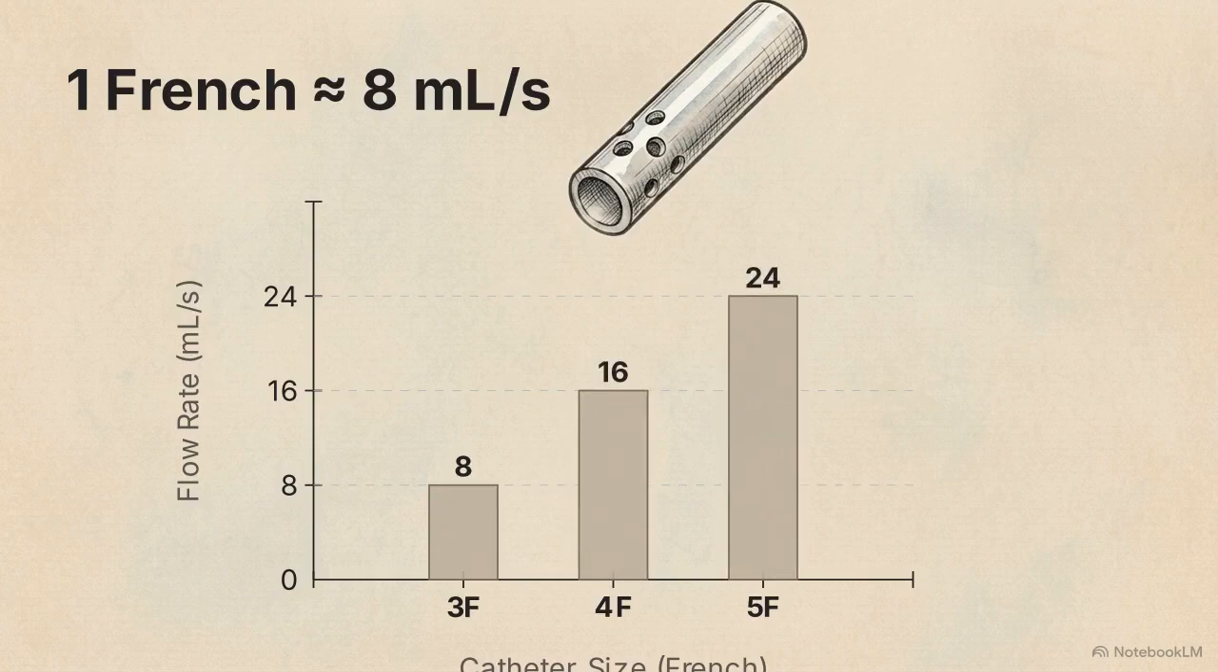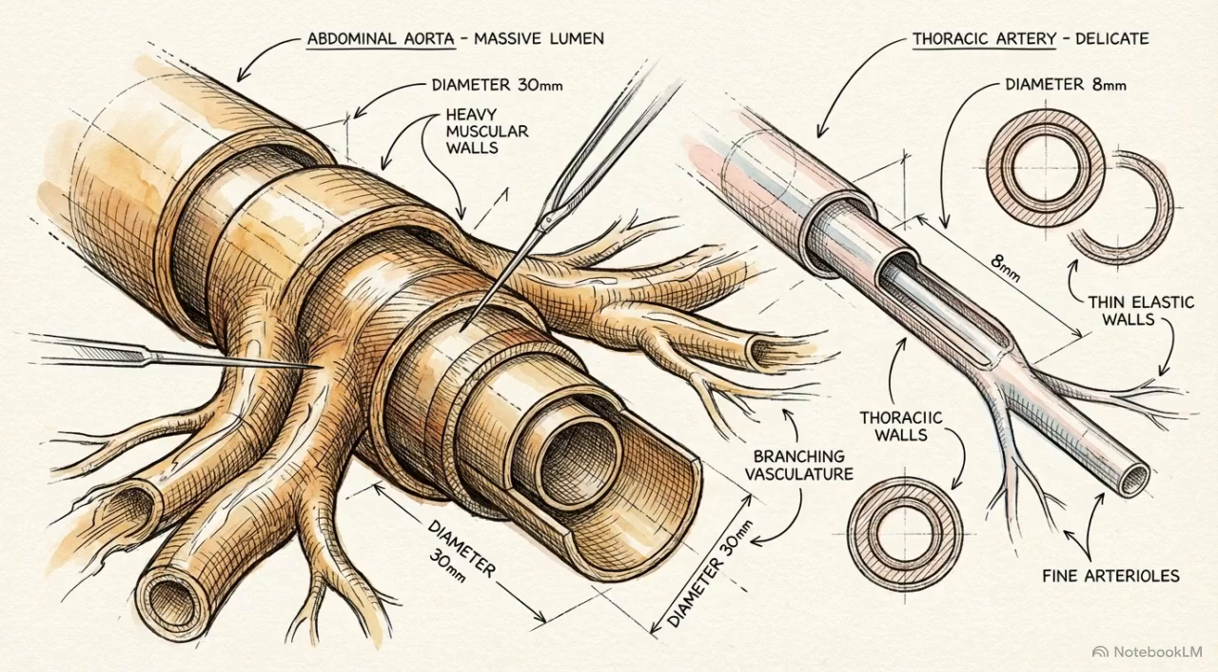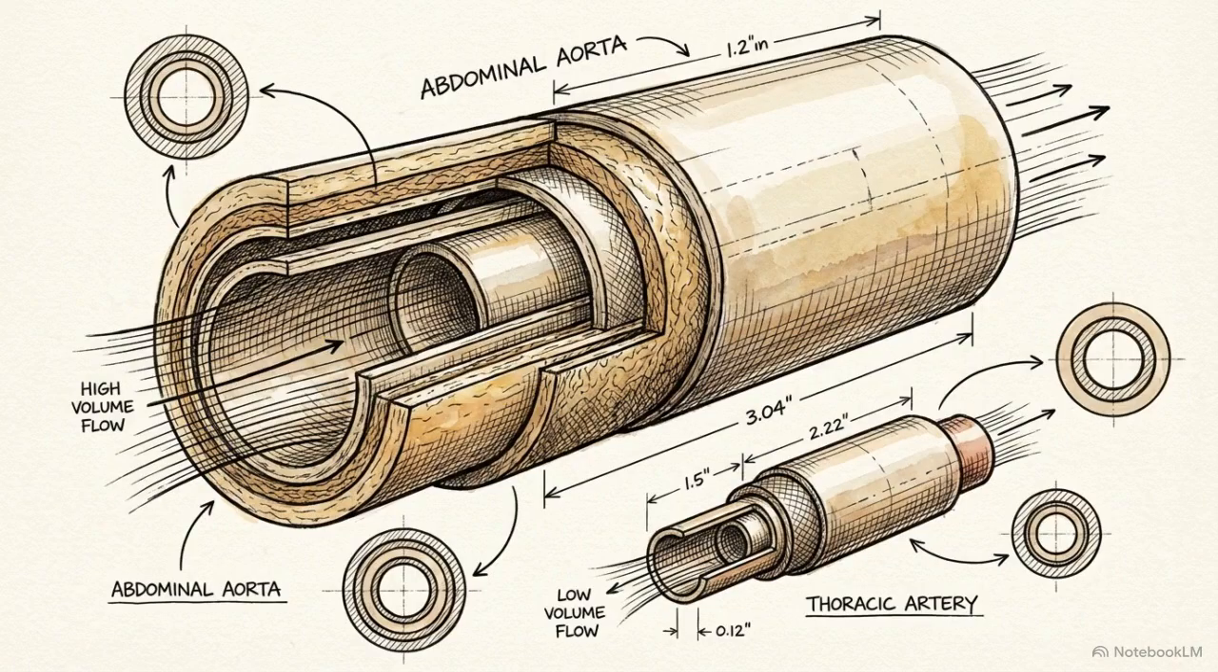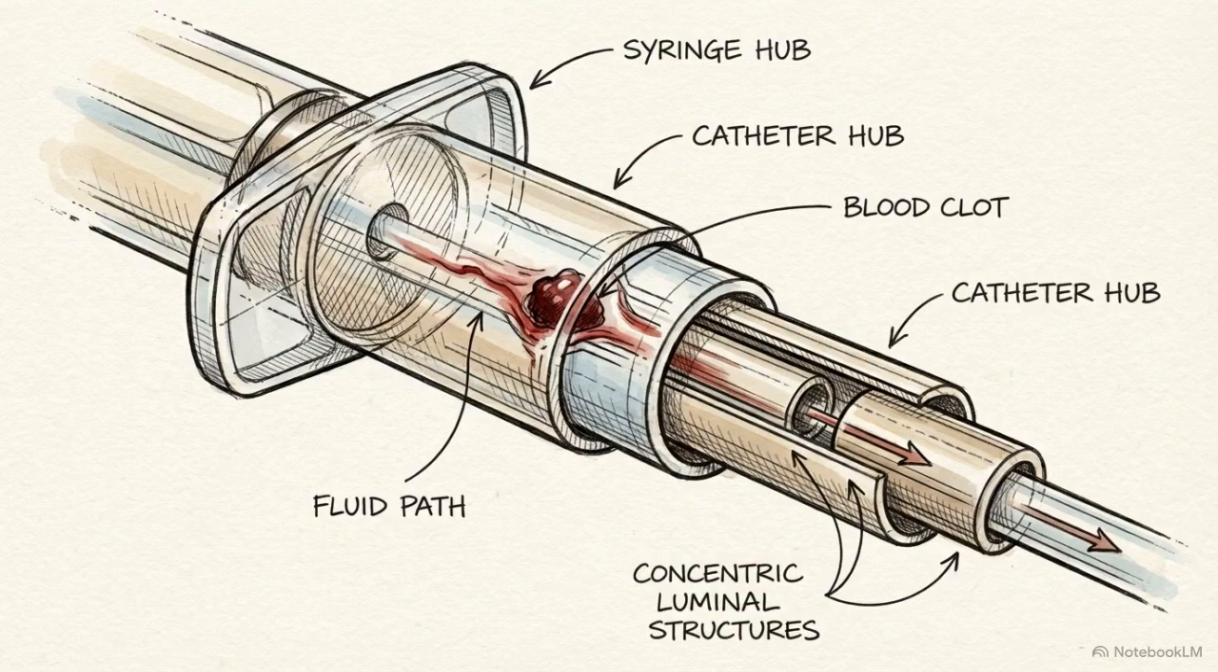A 4 French handles 16. A 5 French scales up to 24 milliliters per second. The total volume of that injection is then adjusted based on the specific capacity of the distal arterial bed. A large abdominal aorta requires heavily increased volume compared to a smaller thoracic target. Between these injections, the coaxial lines must be cleared of internal clotting.